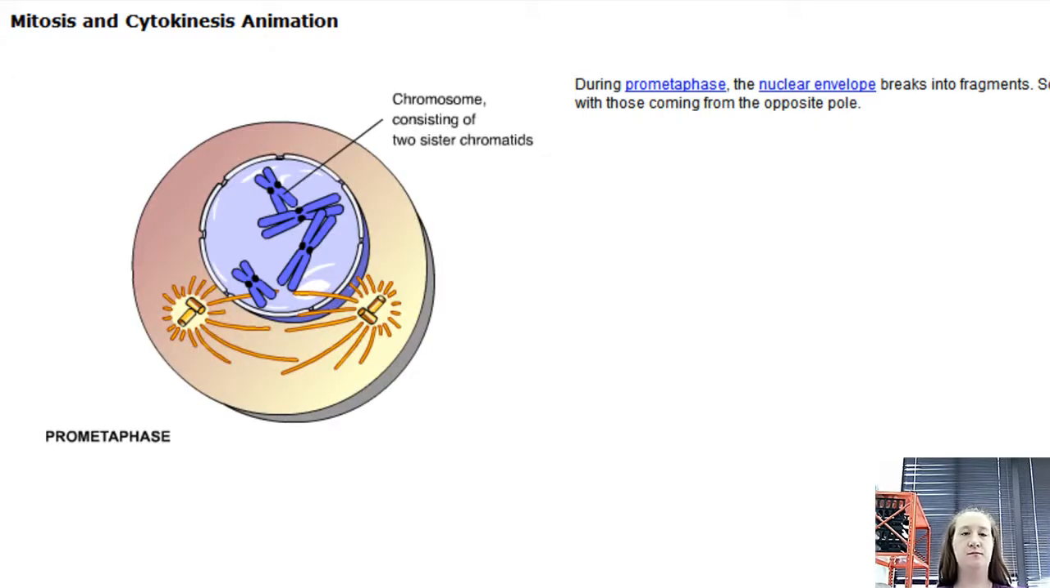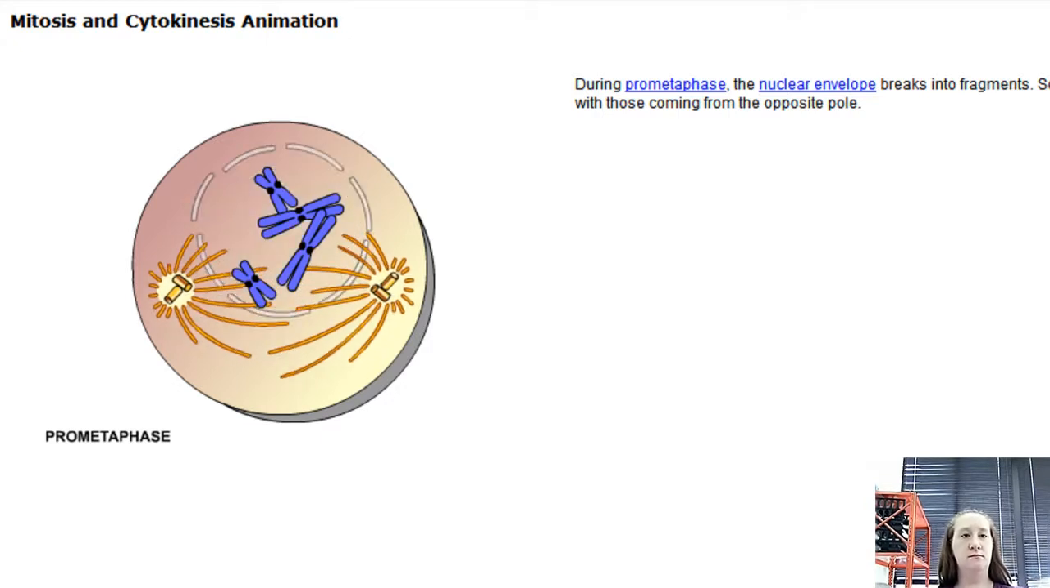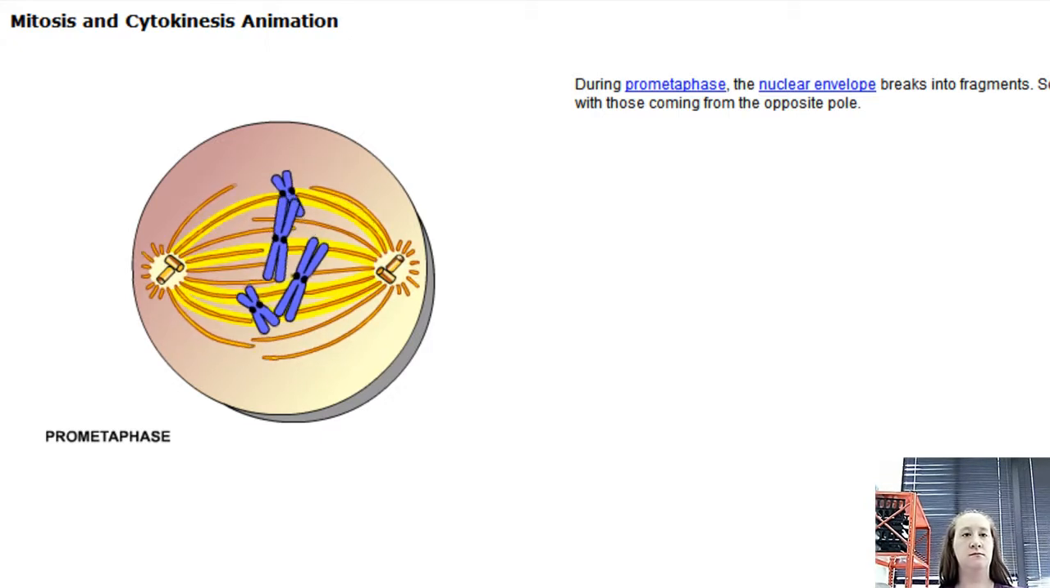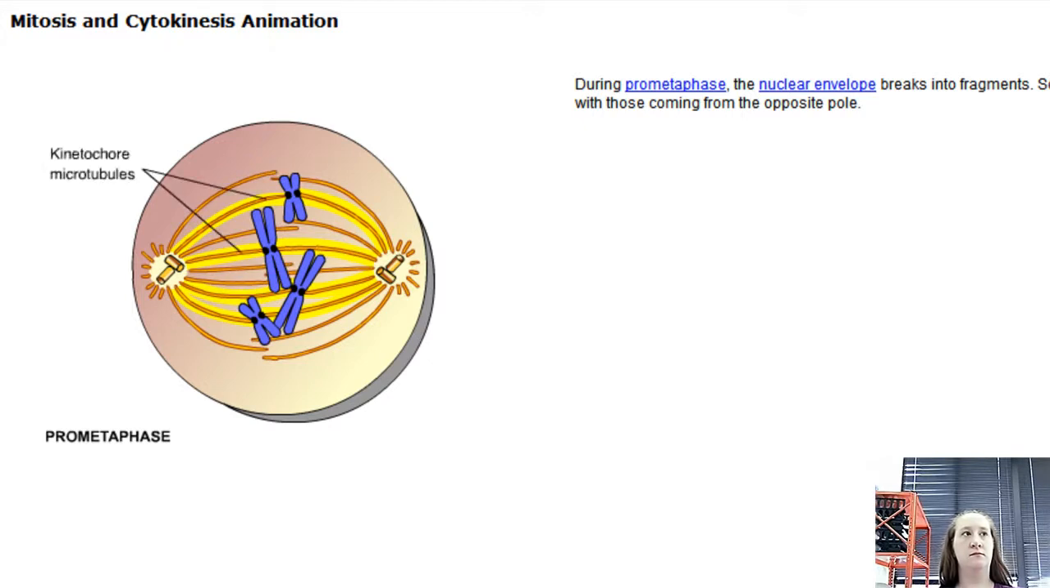During prometaphase, the nuclear envelope breaks into fragments. Some of the spindle fibers reach the chromosomes and attach to kinetochores, structures made of proteins and specific sections of DNA at the centromeres. Non-kinetochore microtubules overlap with those coming from the opposite pole.